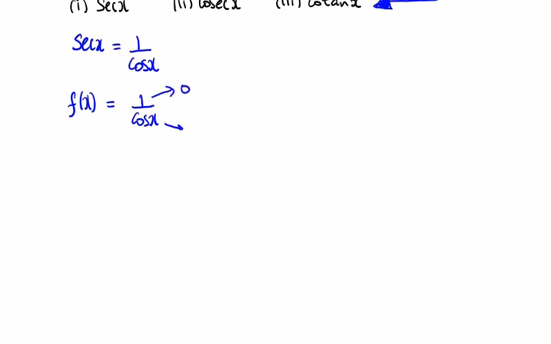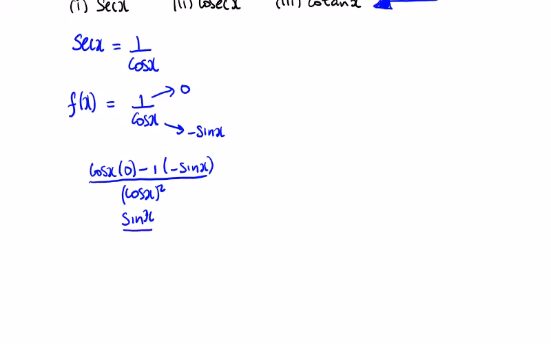Differentiate the top, we get 0. Differentiate the bottom, we get minus sine x. So the quotient rule tells us to have on the bottom cos x squared. And on top, we have the bottom, cos x, by the top differentiated, minus the top, which is 1, by the bottom differentiated. And you can see here, we're going to end up with just sine x over cos squared x, or cos x squared.